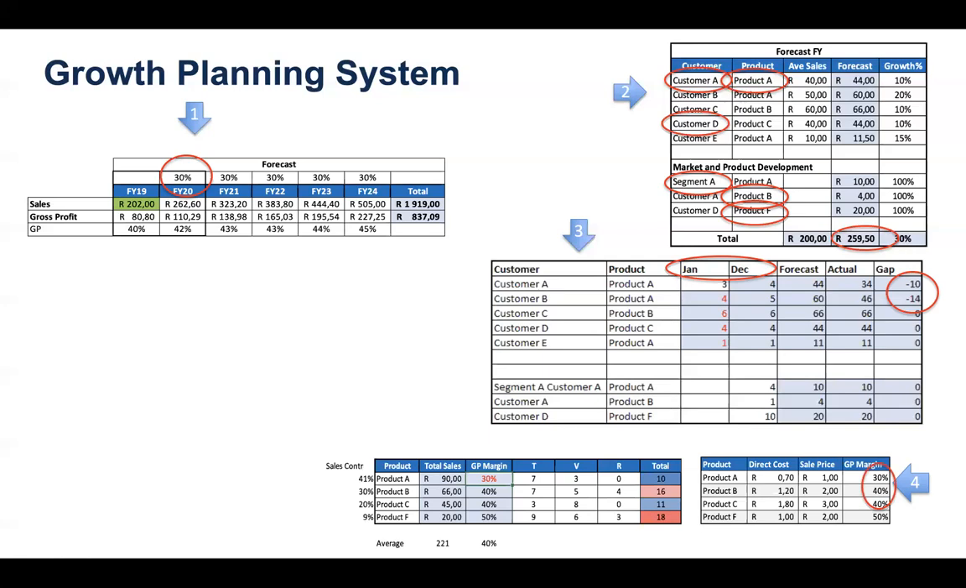Now, if we go one step further and take that same product and that same margin, look at the sales contribution. The highest sales contribution, as I said, coming from product A, and the lowest from F, but they've got the highest margin. If we perform a teachable, valuable, and repeatable scoring on this using the TVR, you can see that the higher the score out of 10 is, the more teachable, the more valuable, and the more repeatable.